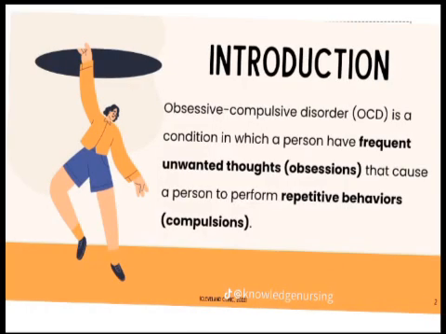So the introduction: obsessive compulsive disorder is a condition in which a person has frequent unwanted thoughts, meaning you think of different things, but it occurs frequently, many times a day. These are called obsessions, and they cause a person to perform repetitive behaviors. The repetition of these behaviors is called compulsions.